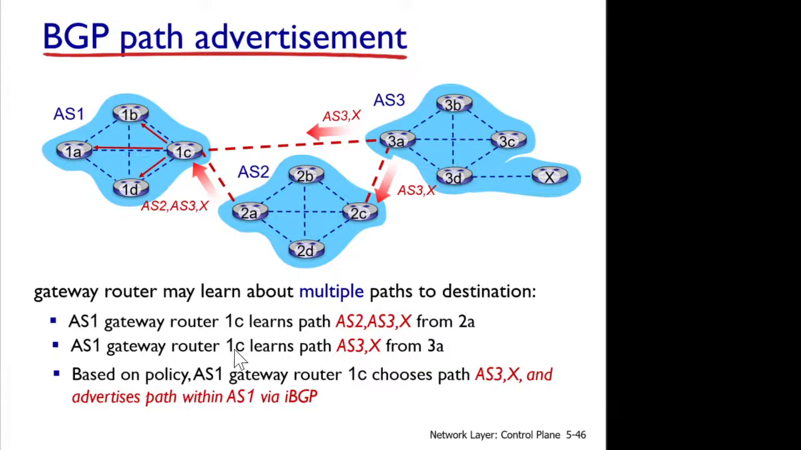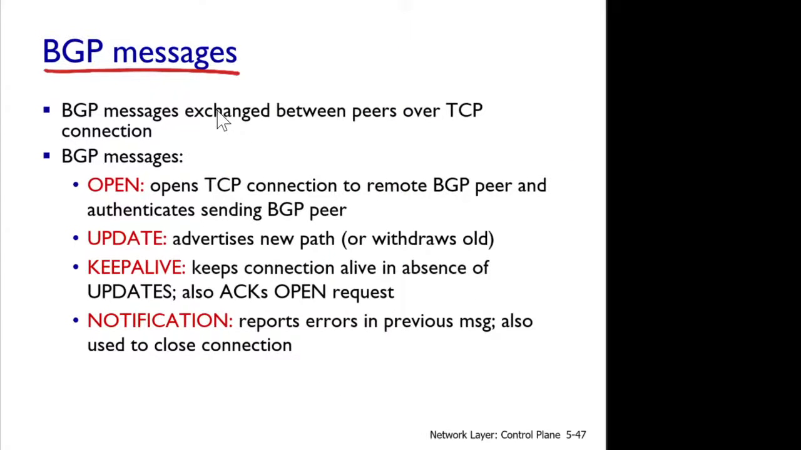So based on the policy here, the AS1 router will choose between those two possible paths. And once it makes that policy decision, only then will it update via iBGP which is the route it's going to send it on. So it won't send both paths. It won't communicate both paths here to its own internal routers. It'll only communicate one path, the one that it selects via policy. So the BGP messages themselves, there's various messages. I won't go into the details of the messages, what they look like.